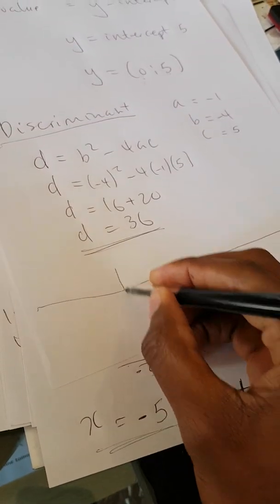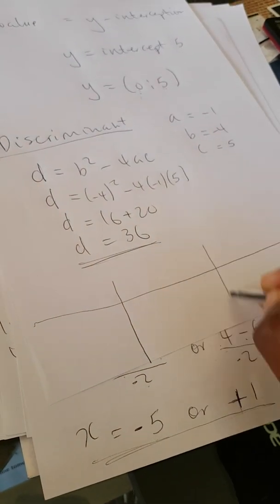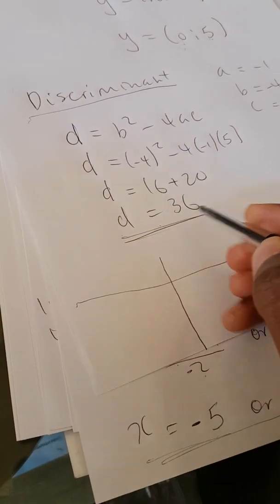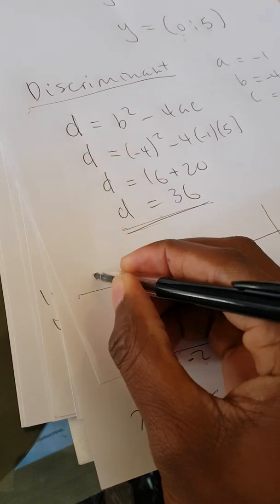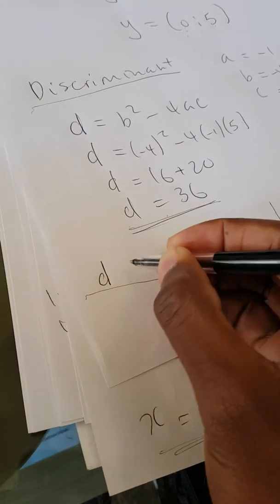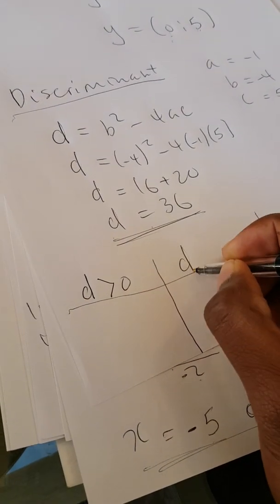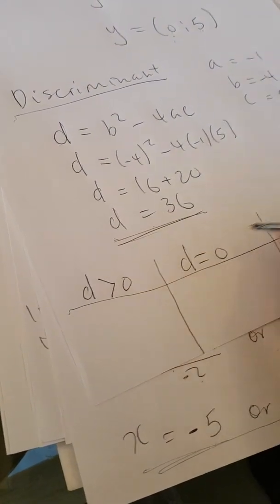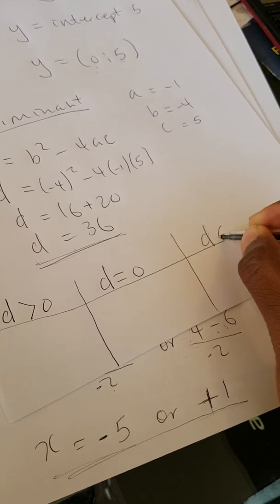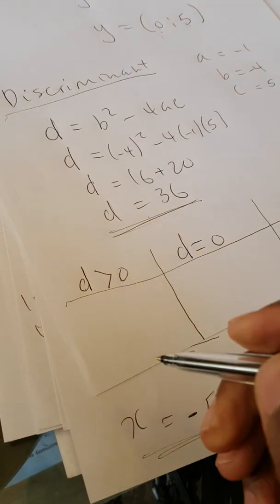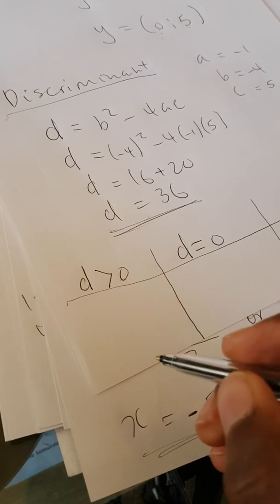So you need to know this table, guys. Please know this table. So D is equal to 36. So let's talk now. If the value of discriminant is greater than 0, and if the value of discriminant is equal to 0, and if the value of discriminant is less than 0.